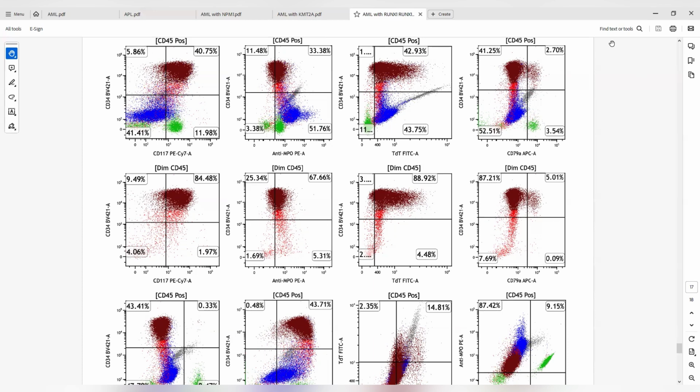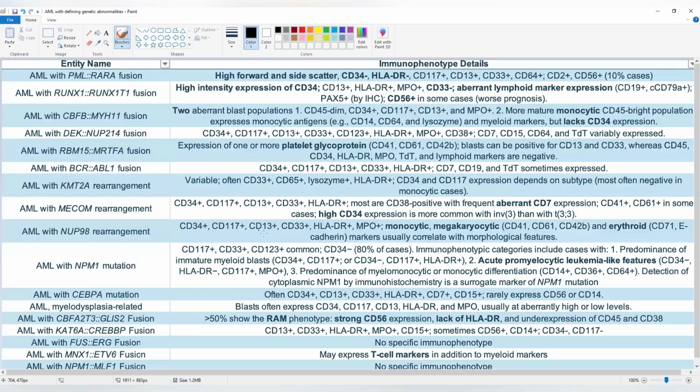The last thing that I want to discuss today, these are acute myeloid leukemia with defined genetic abnormalities. I'm just going to share a couple of important things. Here, acute myeloid leukemia with PML-RARA fusion tends to have high forward and side scatter, CD34 and HLA-DR negativity. CD2 is positive in about 10% of the cases, and these cases have frequent association with the microgranular variant of acute promyelocytic leukemia. Acute myeloid leukemia with RUNX1-RUNX1T1 fusion tends to have bright CD34 expression.